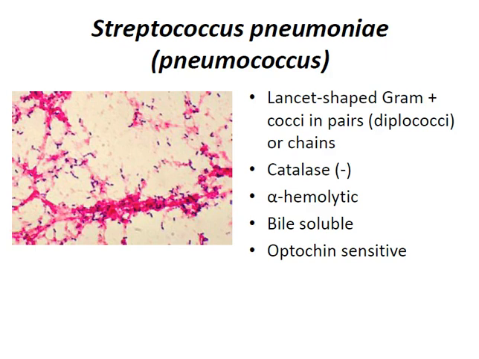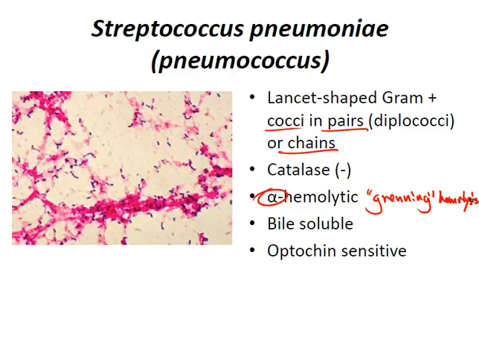So strep pneumo, or pneumococcus, is a lancet-shaped gram-positive cocci in pairs, which means diplococci, or chains. He is catalase negative, alpha hemolytic, meaning partial or greening hemolysis. Greening hemolysis, so green rings form around colonies when plated on blood agar.